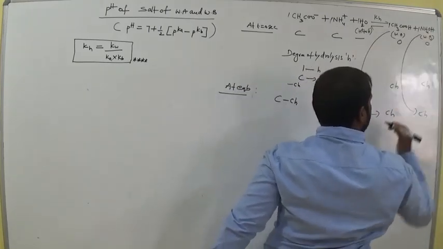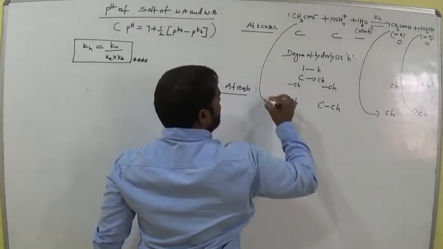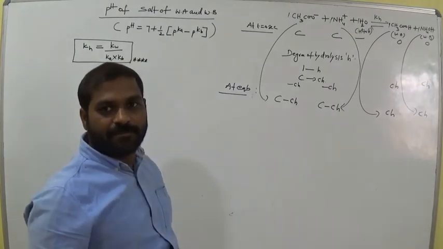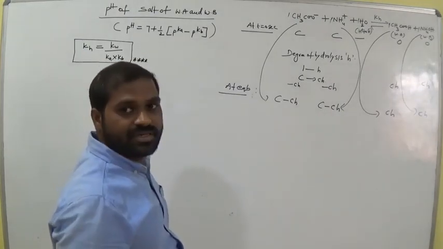For ammonium hydroxide, the weak base, and for the acetate ion and NH4 plus, these are the equilibrium concentrations. Is it clear? All of you? Everyone?